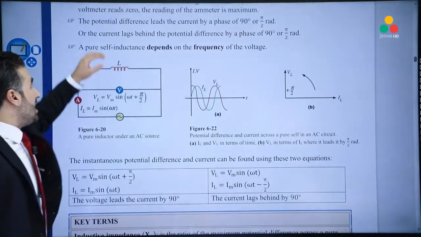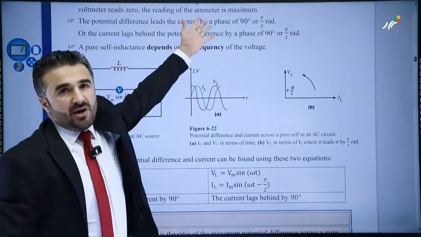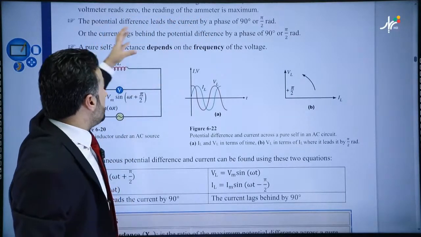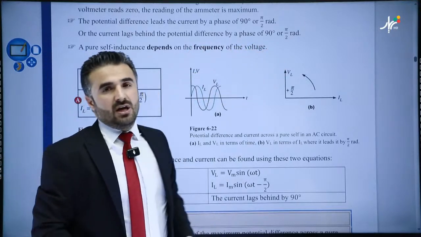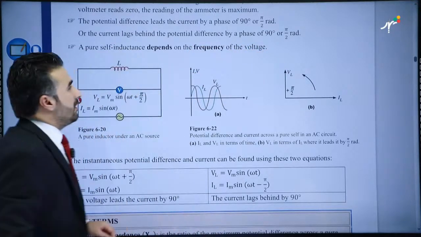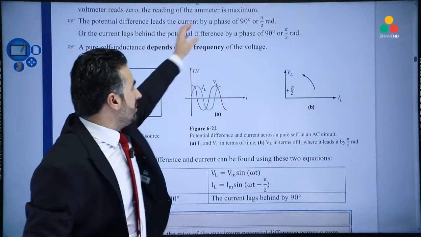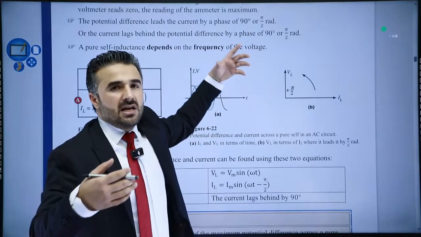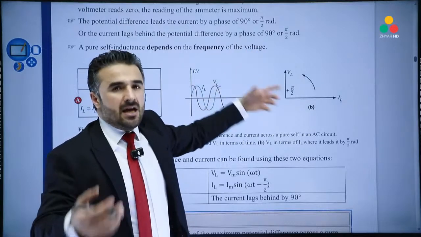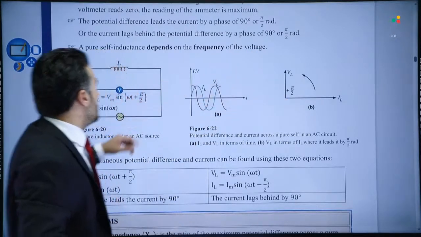Otherwise, instead of saying the voltage leads by 90, we can say the current lags behind the potential difference by a phase of 90 degrees or pi over 2. But watch this: we cannot say the voltage leads by 90 and the current lags by 90, because that is incorrect. What you're saying is basically 180 degrees between the two, which is incorrect.